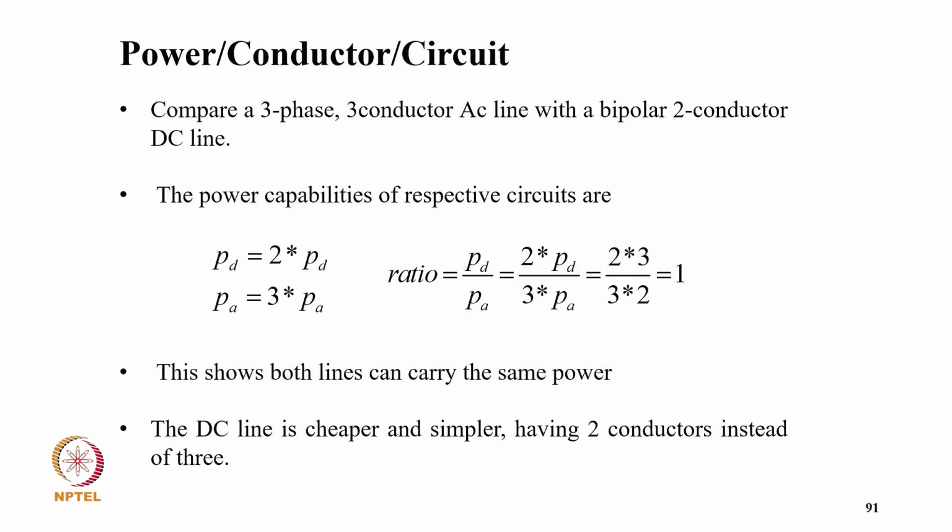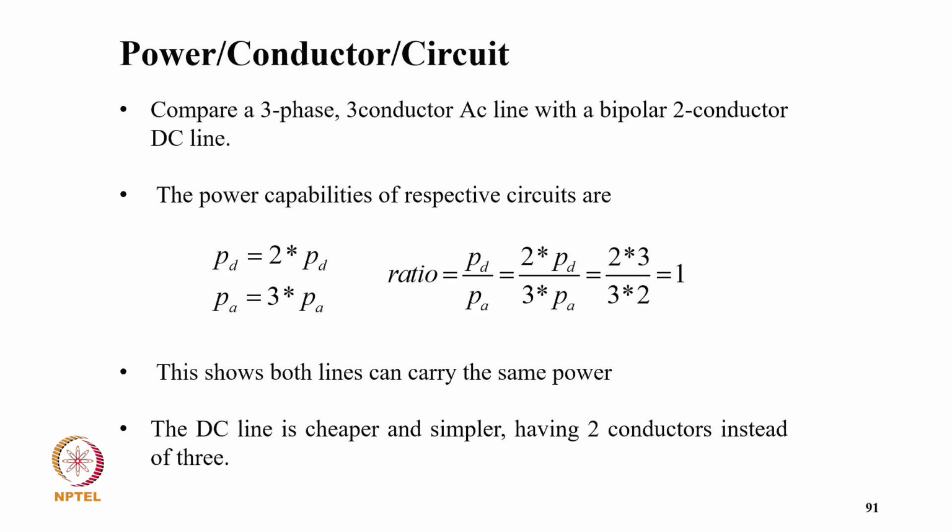Now compare a three-phase, 3-conductor AC line with a bipolar, 2-conductor DC line. The power capabilities of the circuits are 2 PD for DC and 3 PA for AC. So the ratio of PD upon PA is 2 PD divided by 3 PA, that is 2 into 3 divided by 3 into 2, which is 1. So this shows both lines carry the same power.